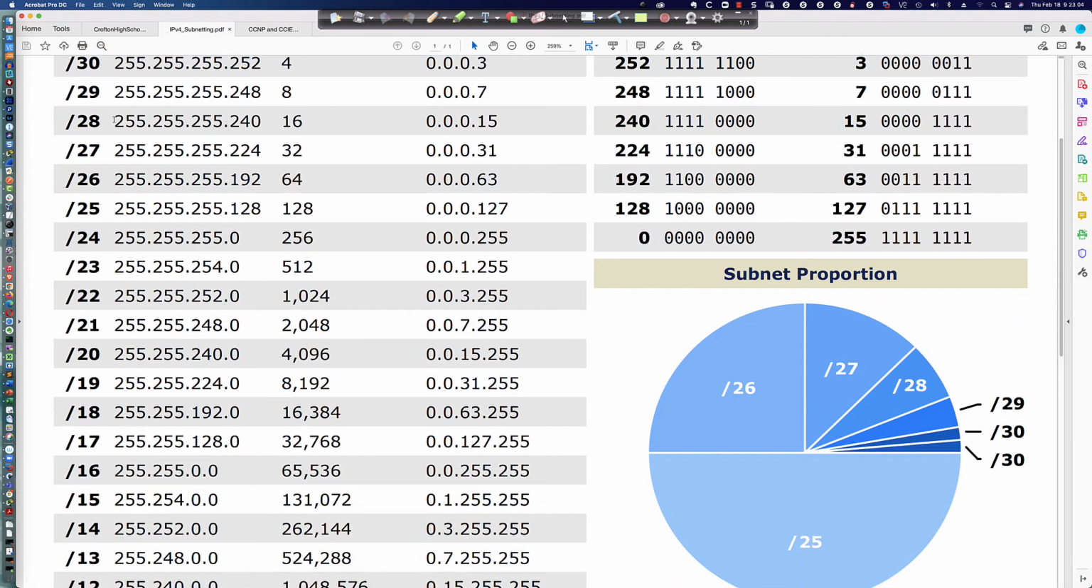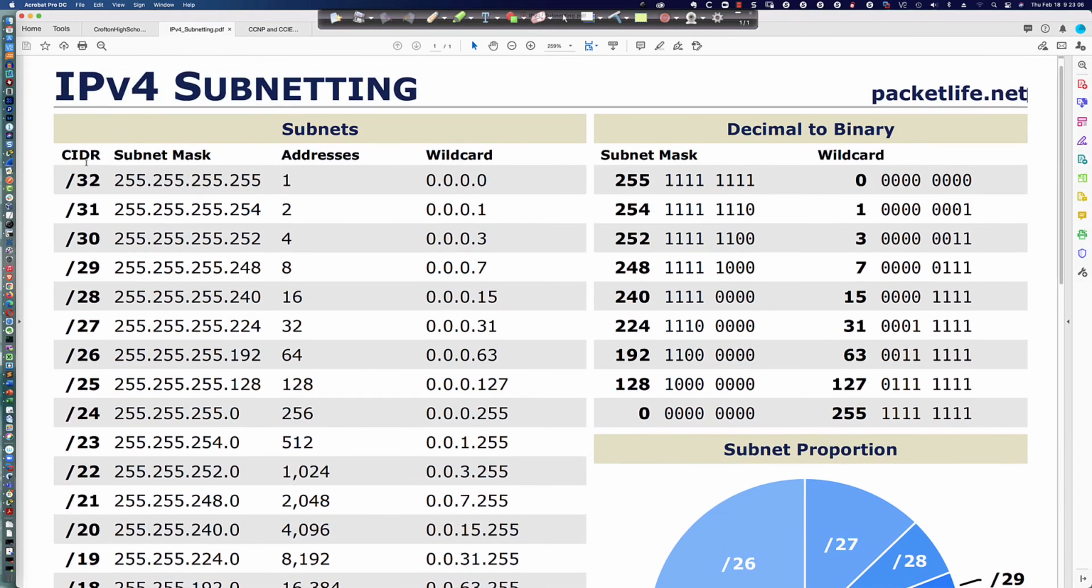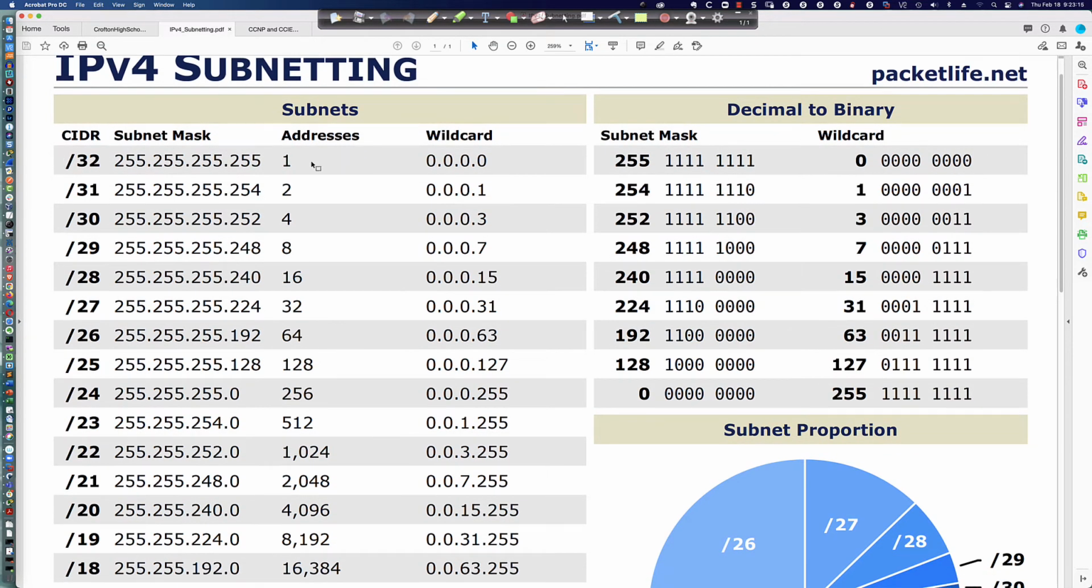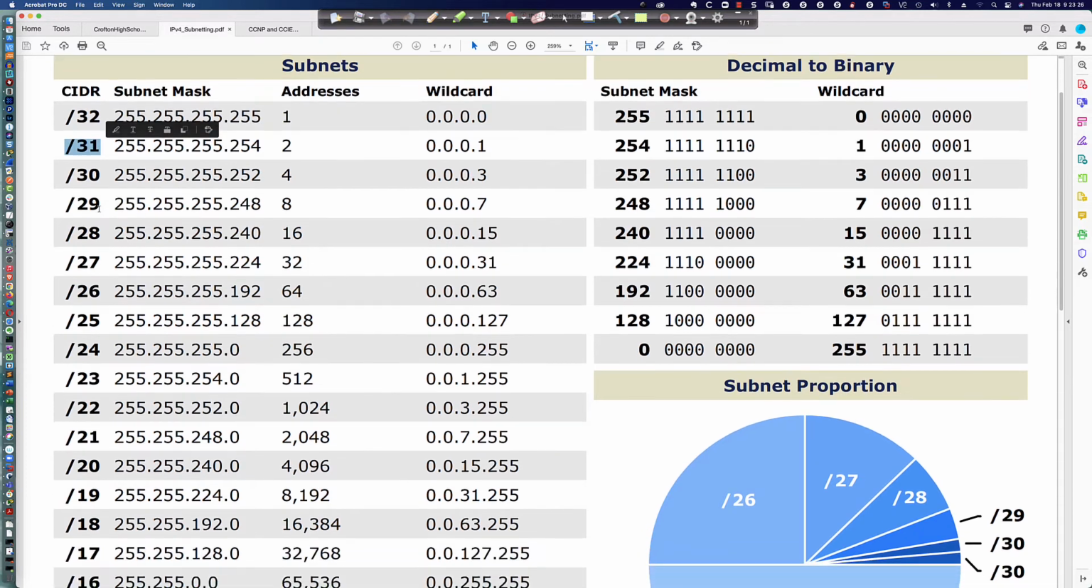And this walks you through, starting from a /32, which we refer to as a host route, and we'll talk about that as we progress in the course. And it shows you each of the subnets based off of /32, if all of the bits are host bits, meaning it's the host subnet mask, to a /31, to a 30, 29, 28.